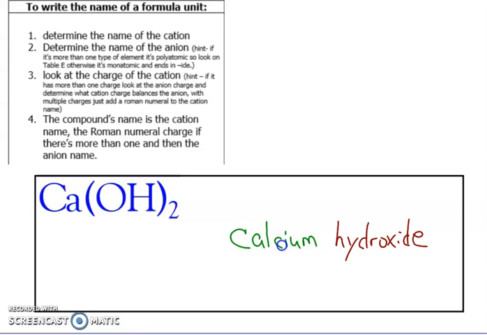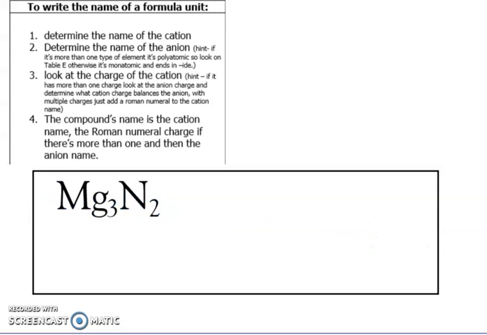And because that's going to be balanced. Because if you think about it, what we have going on here is I have one positive 2 ion, and I have 2 negative 1s. And that's why there's not going to be any need. But you don't put any numbers, you don't put any subscripts or superscripts or anything in the name. It's just simply calcium hydroxide.